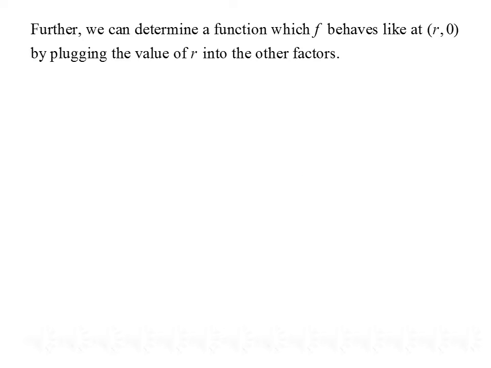Furthermore, we can determine how a function behaves, or what function a function will behave like at the zero, r0, by plugging the value of r into the other factors. So, continuing to look at our previous example, we had f of x equals 4 times x plus 4 times x plus 3 cubed. We're going to look at the two different zeros and determine how the function behaves at those zeros. So, the first zero that we found was x equals negative 4. And x equals negative 4 had a multiplicity of 1.